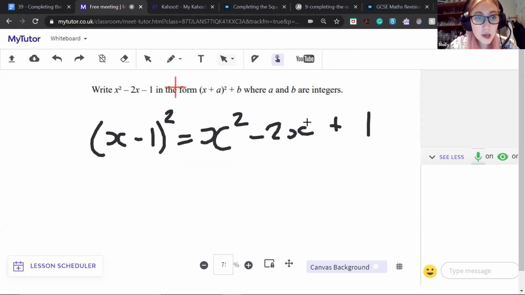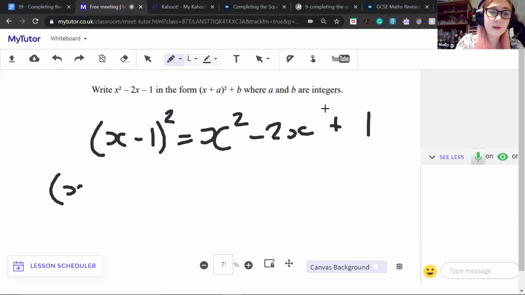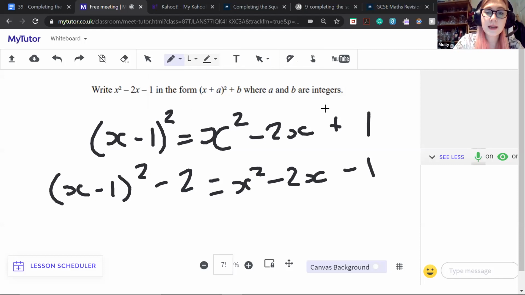Now, this is really, really close, but instead of a plus 1, we want a minus 1. How do we get from plus 1 to minus 1? Well, we subtract 2. So here is the completed the square form. This bit here.